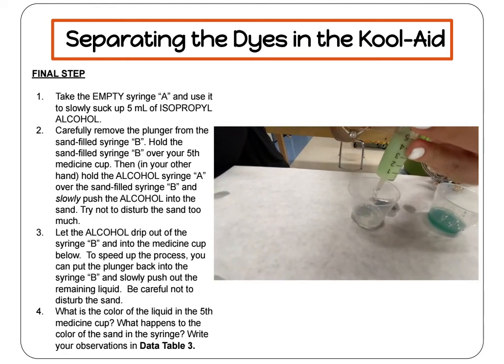As we do this, we're going to observe the color. What color is the liquid in the 5th medicine cup? What happens to the color of the sand in the syringe? Write your final observations in Data Table 3.